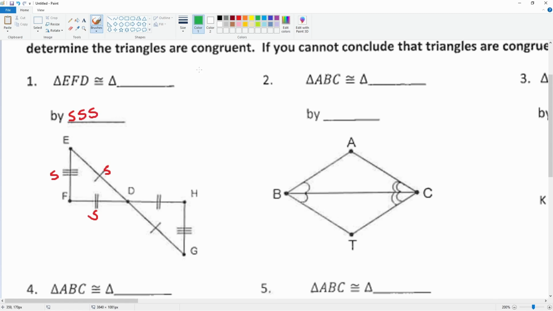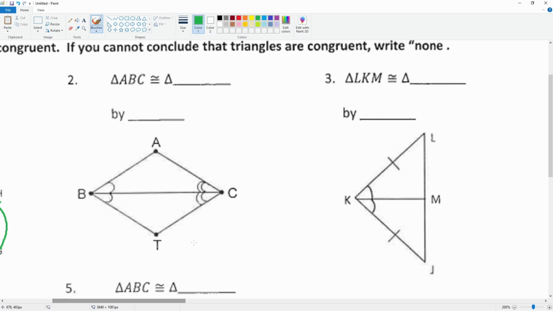Take a look at how it's written, EFD. So it starts here, then goes to F, then it goes to D. So here it's going to go from G, H, then D.